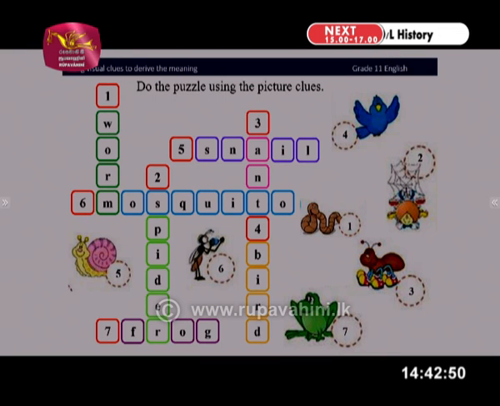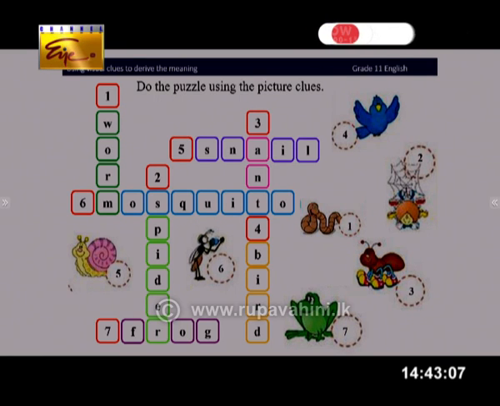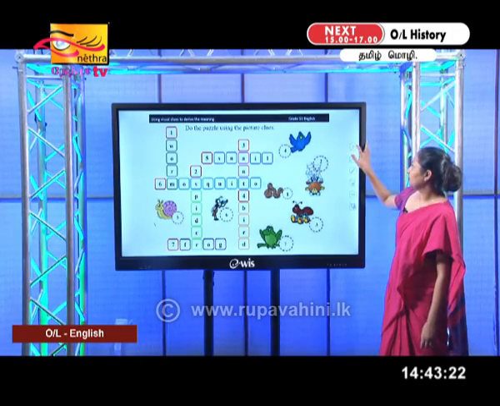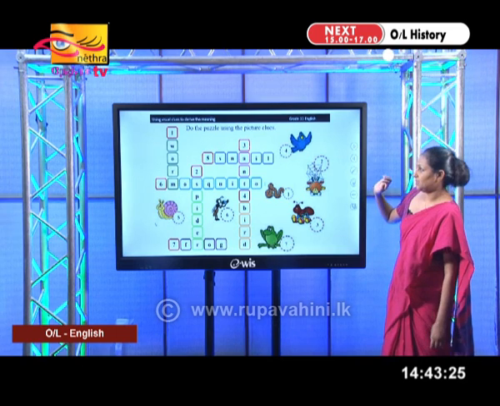Let's check your answers. 1. Worm. 2. Spider. 3. Ant. 4. Bird. 5. Snail. 6. What is number 6? I hope you got the answer. It's mosquito. 7. Frog. Hang on children, we are going to use the same words for the next activity.